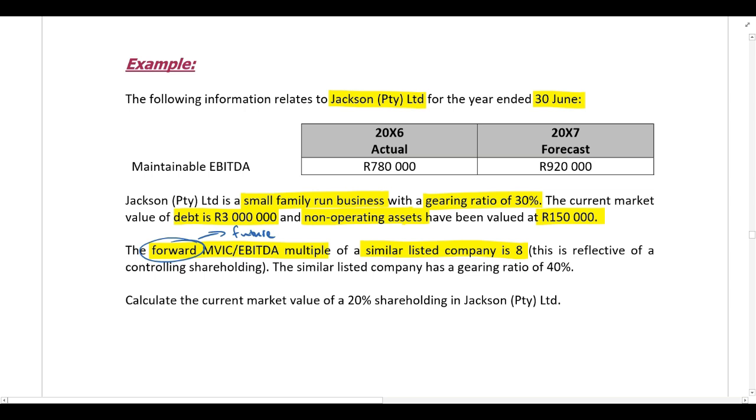And we are also told that this is reflective of a controlling shareholding. So that means when I get the value of equity, that value is going to reflect control. We are also told that the similar listed company has a gearing ratio of 40%. So we can see there's a difference in the level of gearing that these companies have. Jackson Pty Limited only has 30% debt in their capital structure, whereas the similar listed company has 40% debt in their capital structure. So we've got a difference in gearing.